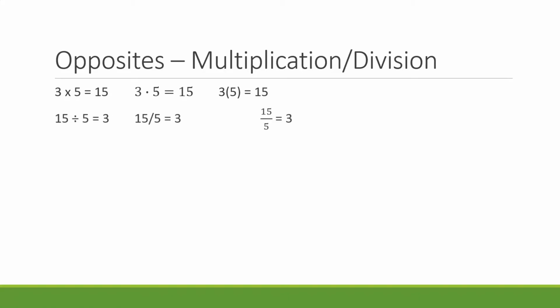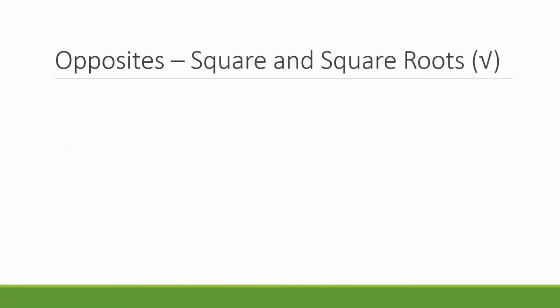Similarly, we've got different ways of writing a division statement. We've got 15 divided by 5 equals 3, where we're using the divided by sign. You can also have 15 slash 5, which is equal to 3 again, of course, and then you can have 15 over 5. When we're talking about squares and square roots, we're also talking about opposites.